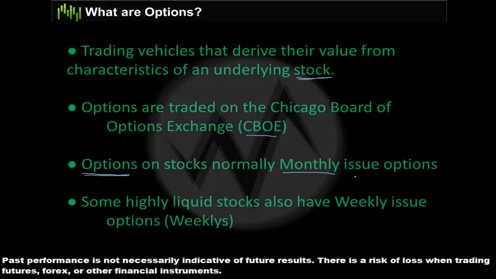Basically, weeklies were created to provide additional opportunities to buy and sell short duration options. I was looking at the CBOE website because they maintain a list of the current weeklies, and there are over 200 different stocks or ETFs or indexes that have weekly issued options. So there's a lot of opportunity to pick and choose different stocks and underlying trading issues.